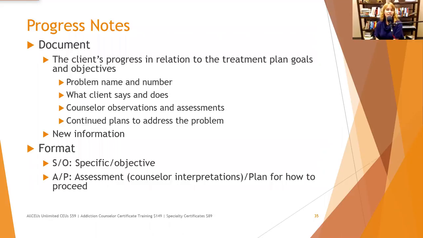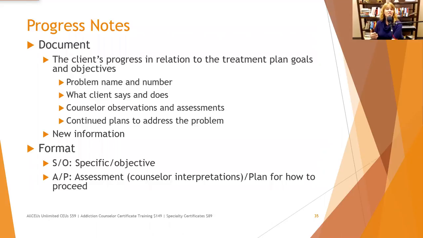The progress note identifies what the client says and does, generally. You're not going to do it verbatim. It puts in counselor observations and assessments if the client seems to be doing really well, as evidenced by, and the client's observations and assessments. I always put those in there too. How do they think they're doing? And what's their evidence, as evidenced by? And continued plans to address the presenting problem.